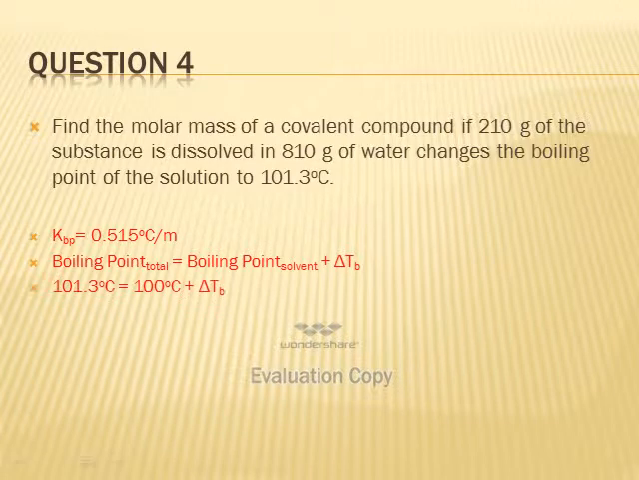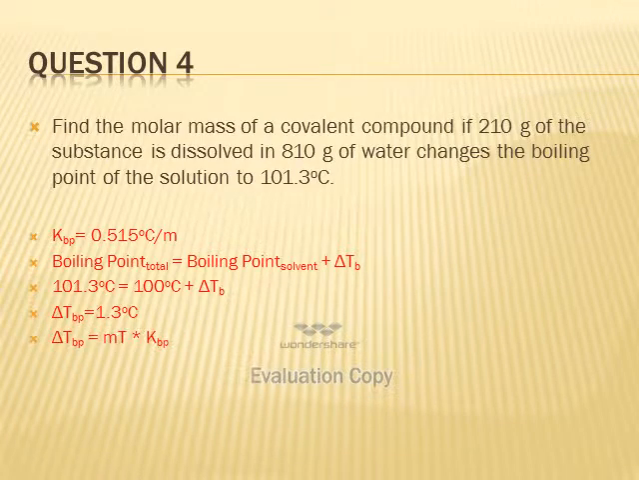We know that boiling point total is boiling point solvent plus delta T_b. From this equation we can figure out delta T. Delta T is equal to 1.3 degrees Celsius. We have to find the molality of the solution.